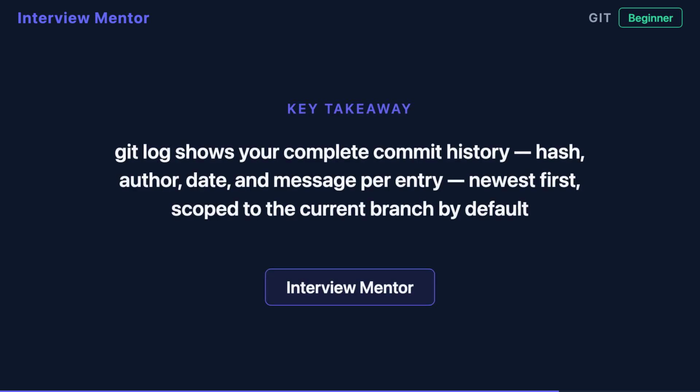Git log shows you commit history in reverse chronological order with hash, author, date, and message per commit.